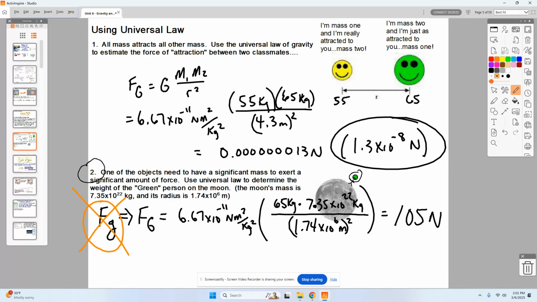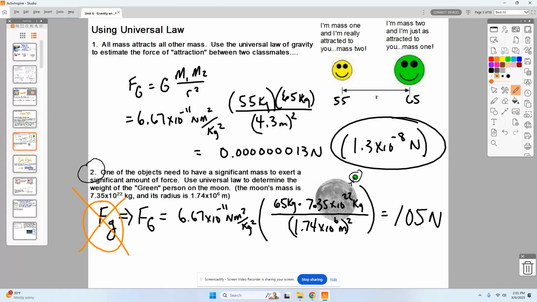But now I'm going to calculate their weight a different way. So this is the way that we've always done it. Now we're going to do universal law of gravity for the weight, and we're using this thing here. 105 newtons. Now, on Earth, that 65 kilogram person would weigh about 637 newtons. So we know that weight can change. Whereas the mass is sort of an intrinsic property, weight is extrinsic. It depends on the local value for g.